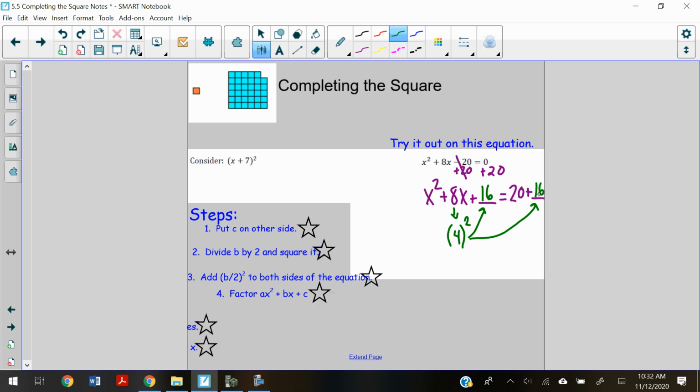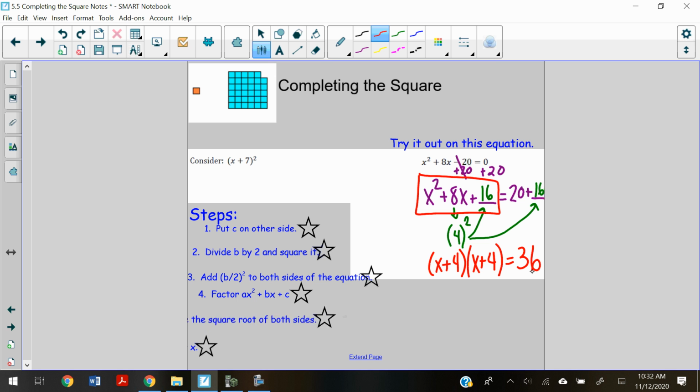Okay, here's the next part. We're going to factor the left side. So this is that red box from before. We're going to factor that. So what multiplies to 16 and adds to 8? That is going to become x plus 4 and x plus 4. And this equals 36.